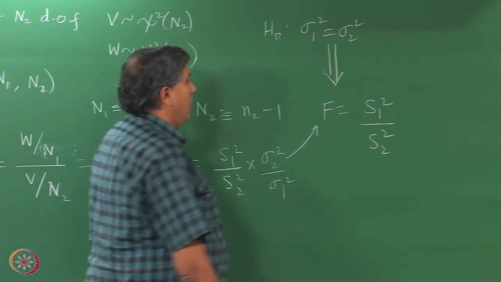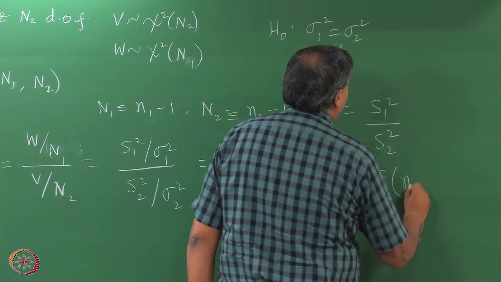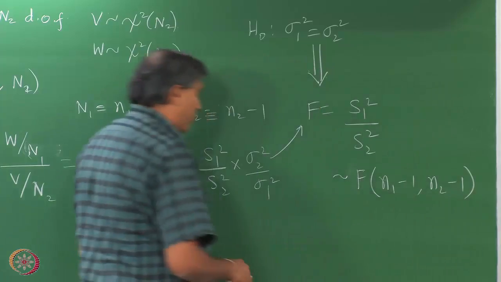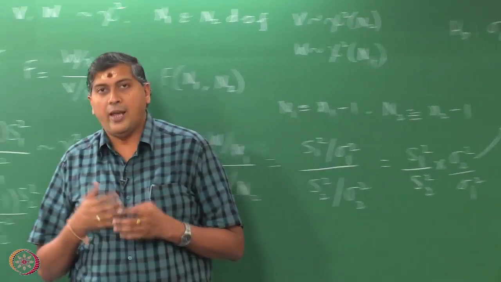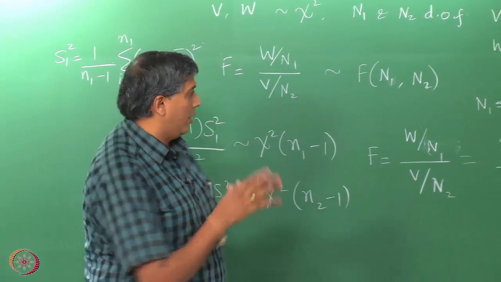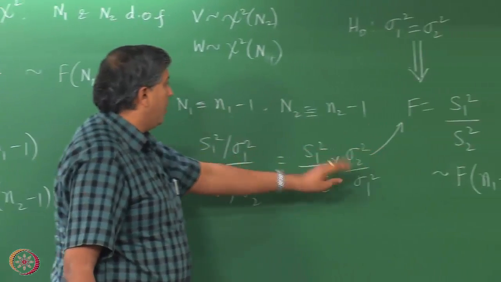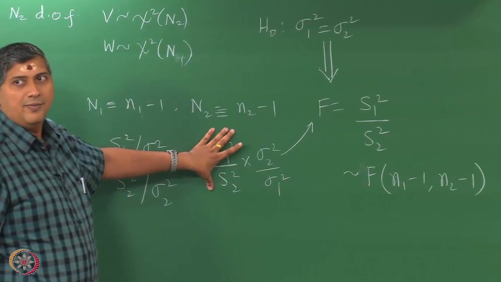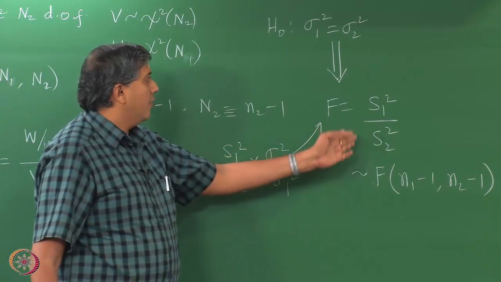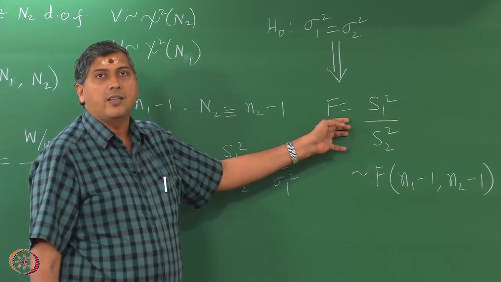This has now an F distribution with small n1 minus 1 comma small n2 minus 1 degrees of freedom. That is the story behind using this F statistic for comparing variances. Hope now it is clear as to why we use this statistic, but you should always remember that this is the original result, and because the null hypothesis is of equality type, we have F equals S1 square over S2 square coming up as a test statistic.